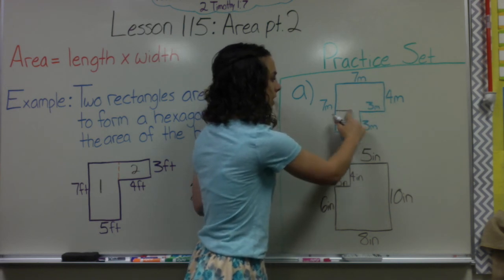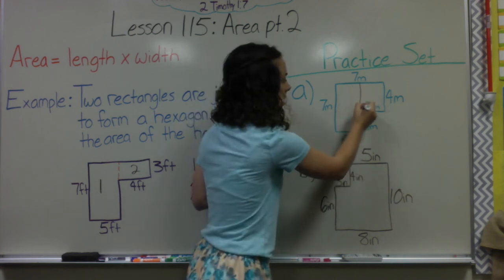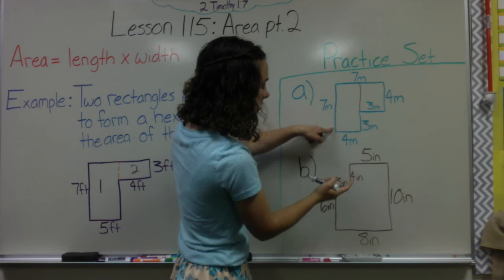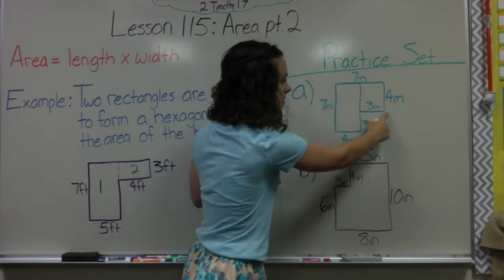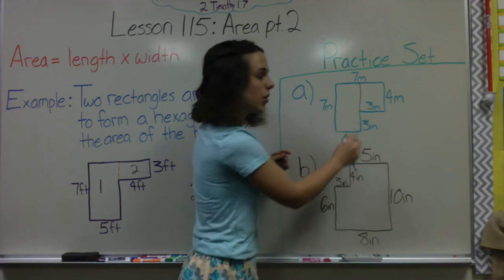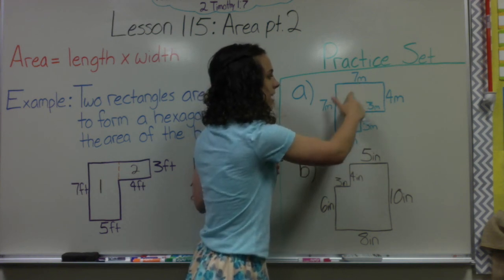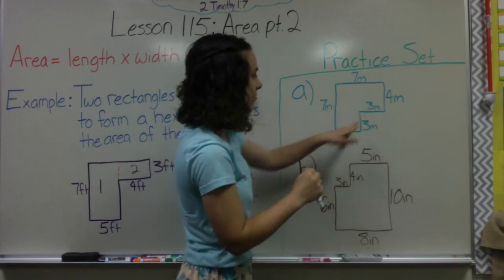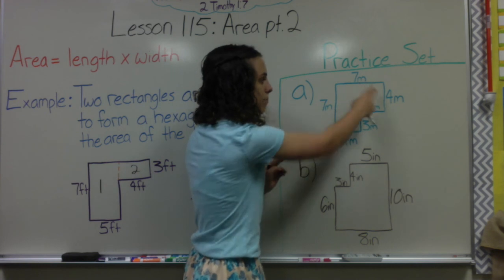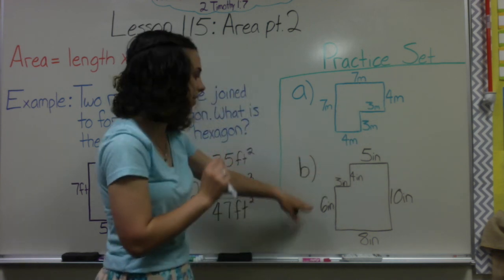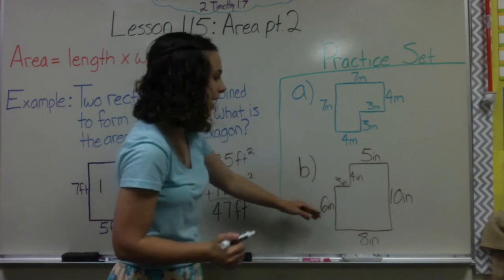If I want to split it a different way, like this, up and down, I have 7 meters this way, 4 this way. Looking at this rectangle, I have 4 meters this way and 3 meters this way. So they're both very similar. You have all the dimensions that you need. You're not going to multiply every single side times itself. Find your 2 rectangles, find the area of both, and add them together. Same thing with B. Find 2 different rectangles, whichever way you want to split it, and find the area of both, add them together.